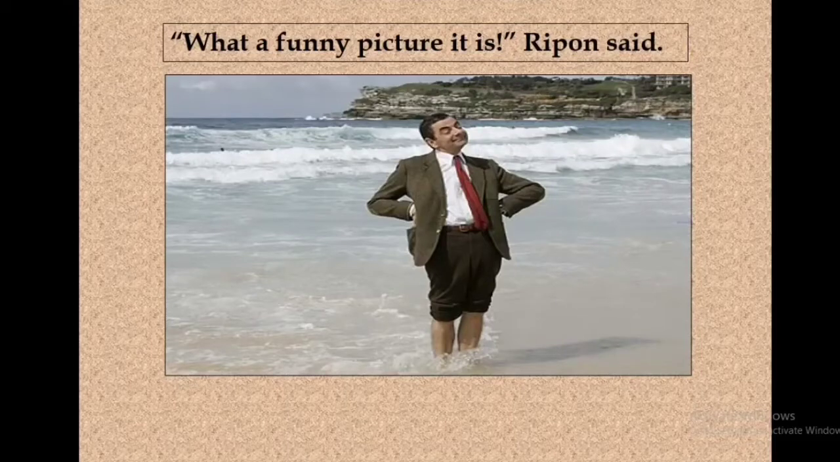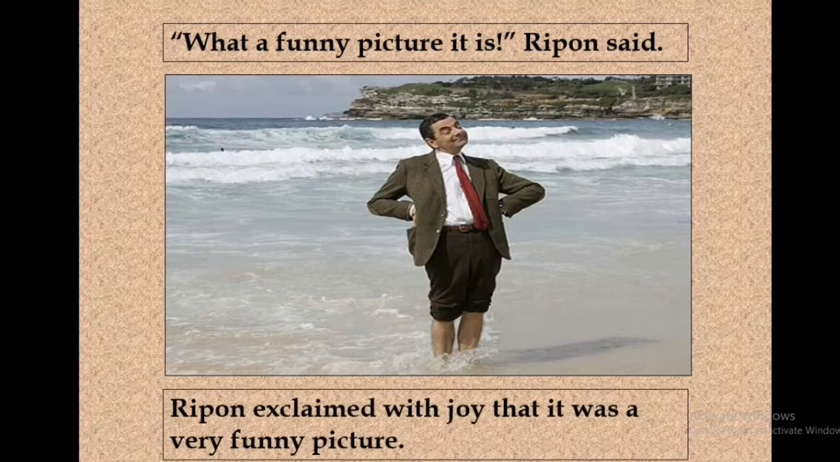Okay, look, we have some more examples to practice our sentences for better understanding. "What a funny picture it is," Rifon said. So the answer will be: Rifon exclaimed with joy that it was a very funny picture. This sentence expresses joy. So here we use "exclaimed with joy" instead of "said," and then "that" instead of inverted commas, and then the subject "it" and verb "was" and article "a," and we add the extra word "very" and then "funny picture."